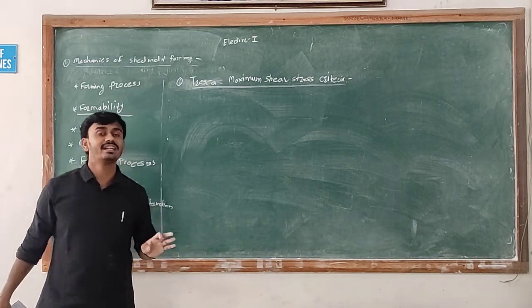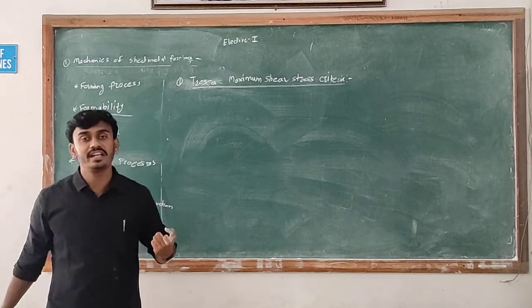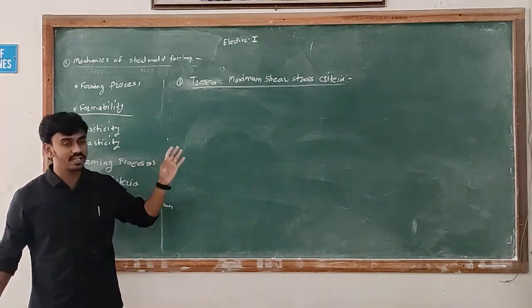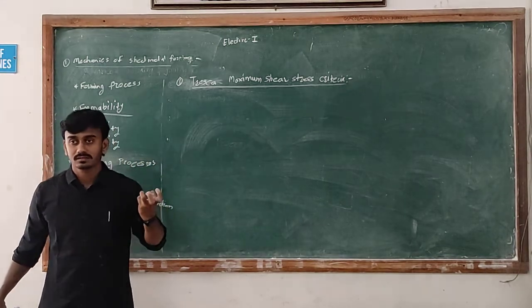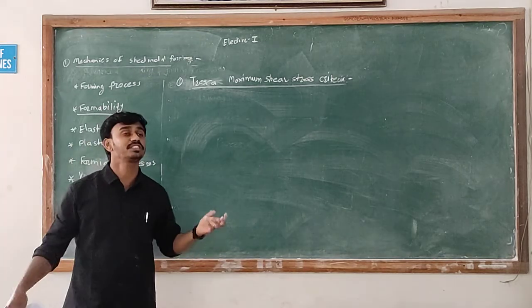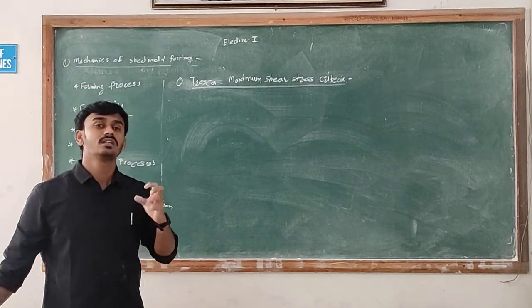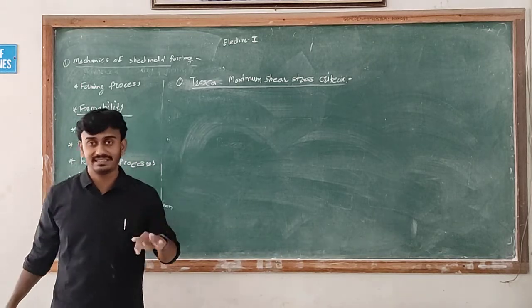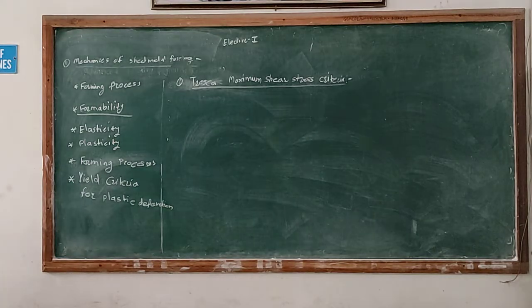It states that the plastic deformation in a material will be initiated when the shear stress induced in a material reaches its limiting value. The maximum shear stress in the material reaches its limiting value, and this limiting value is called the yield shear stress.